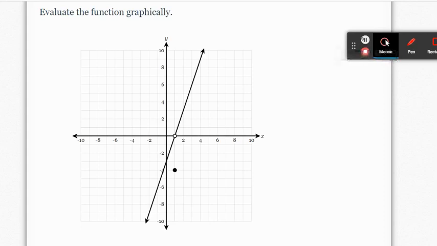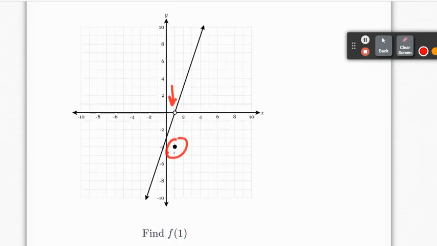Now we're going to turn our attention to piecewise functions graphically, and we're going to evaluate them graphically. So this is a piecewise function because there's a couple pieces to it. There's a line and then there's a random dot right here. The line is not what we use for the piecewise definition right here when x equals 1. So our job is to look down here and exactly evaluate what is f of 1.